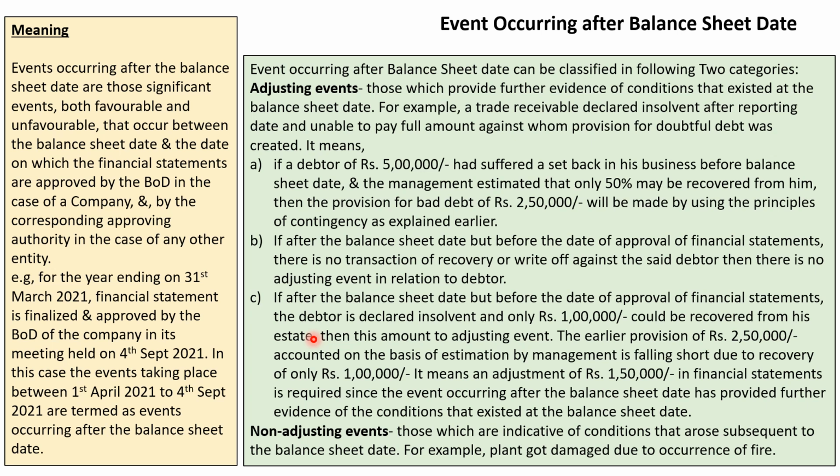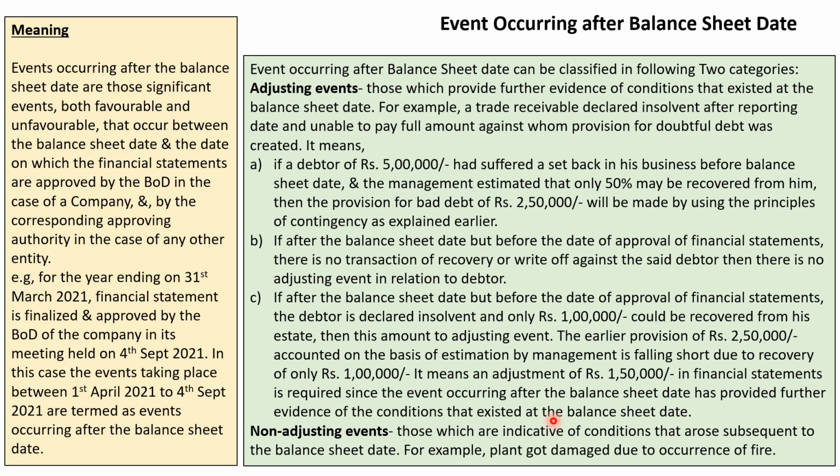Not only is the contingency recorded by us, but before the financial statements are getting approved by the board of directors, you are having an event which took place after the balance sheet date, and the definition of after balance sheet date is from the date of balance sheet up to the date of approval. Within that period, additional information came to your knowledge which is telling you that your provision is insufficient. You need to create additional provision of 1,50,000. Then what will happen? The earlier provision of 2,50,000 accounted on the basis of estimation by the management is falling short due to recovery of only rupees 1 lakh. It means the adjustment of rupees 1,50,000 in financial statement is required, since the event occurring after balance sheet date has provided further evidence of the conditions that existed at the balance sheet date.